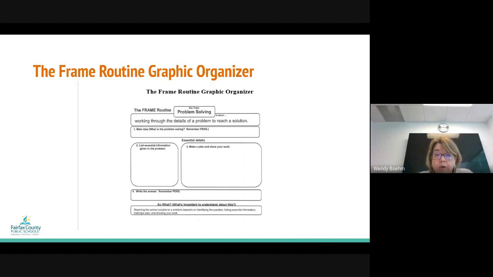In other words, what is the problem asking us? What is the essential information that's given in the problem? Can we make a plan? We need to show our work, and then we're going to write the answer. Working together is a great way for the students to attack this problem, but there are those students that are ready to work more independently, and this is appropriate for them as well.